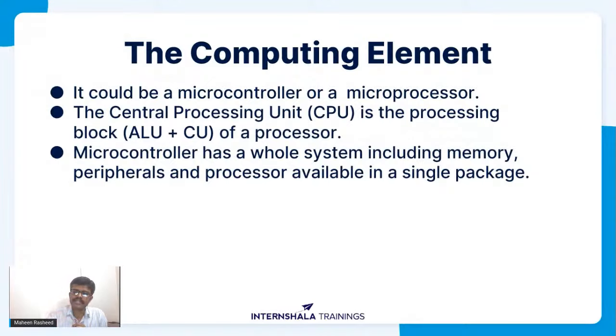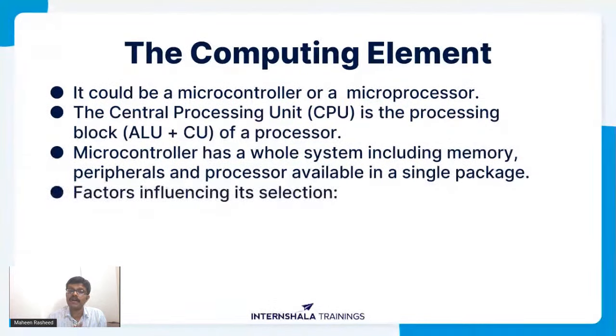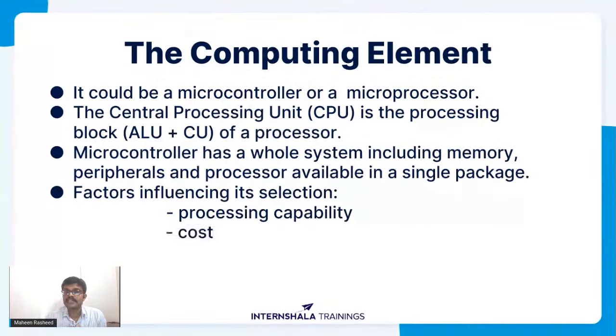So let's see some of the factors influencing the selection of a processor. The first factor is processing capability. Depending on the functionality required, for example, a media processing device like the set-top box in your home requires high performance, so high performance processors are needed. Depending upon the processing capability, a processor has to be selected. The second factor is cost. If it's a cost sensitive application, you have to choose carefully between processors, and you may have to go with microcontrollers in certain cases to reduce the cost.